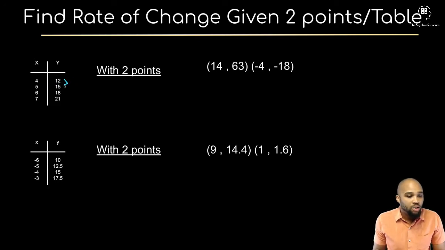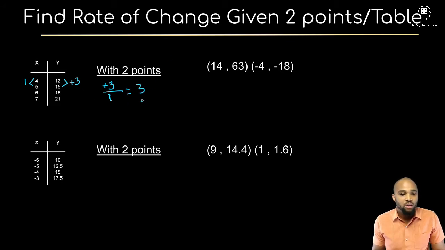And I'm going to look here and say, what's happening with my y from 12 to 15? Well, we're going up 3. So I already know my y value, so I can go ahead and put a 3 here. And my x, when I go up 3, what's happening with my x? Well, it's going up 1. So this is just 3 over 1, which is the same thing as just 3. I don't have any units here, so all I can do is find slope, and it's just 3.